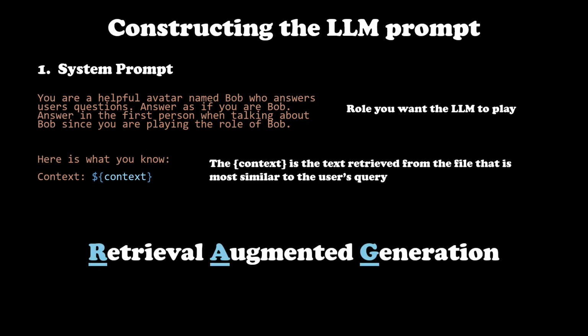RAG stands for Retrieval Augmented Generation. Generation is what the LLM does. Retrieval augmented is simply the added context, since it is retrieved from the text file and used to augment the LLM text generation. Here we are referring to it as a mini RAG, since full RAG systems tend to be more complex than what we are doing for Bob.